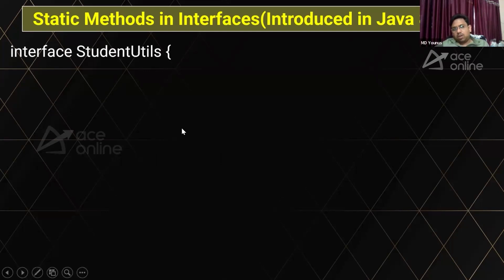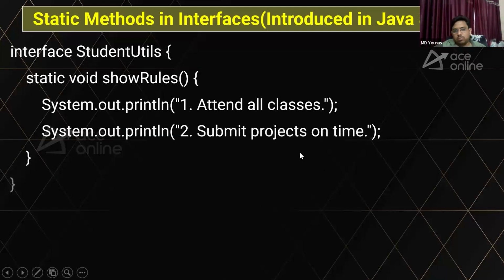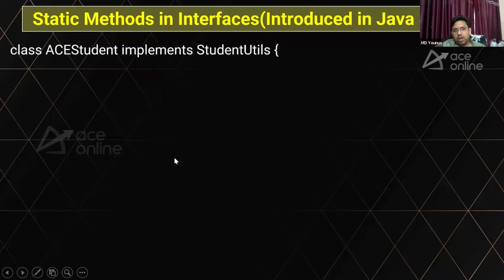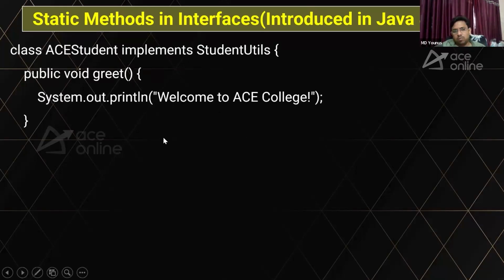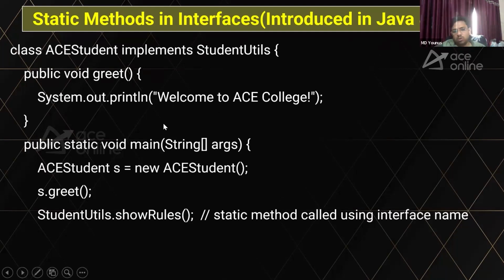Let's see this example. I'm writing one program called StudentUtility. Static void showRules. This is a utility method. Let's say: attend all classes, submit projects on time. So this is the utility method called showRules. Now, if I have a Student that implements StudentUtility, we can have greet, welcome to ACE, and then we can have the main method and call greet and call the showRules method. So all these utility methods we can write inside the interface.